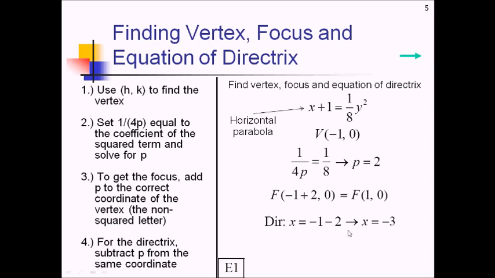Another way to think about it is, what did you just add 2 to here? The x value. The x value of the vertex. So that's another tip-off that this is going to be x equals -3.